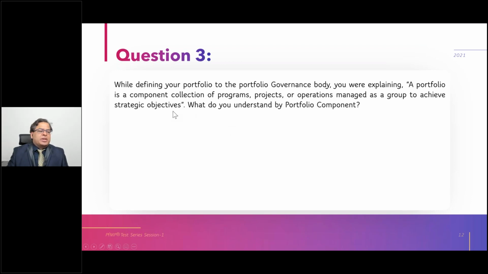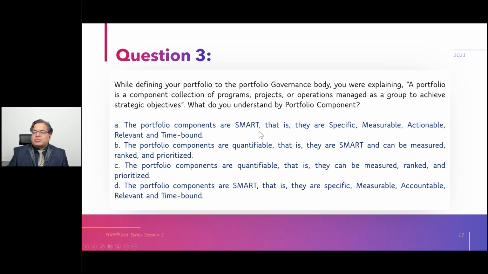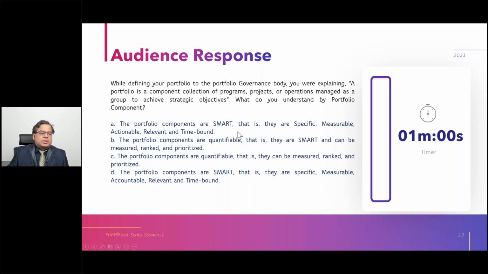All right, so let's see question number 3. While defining your portfolio to the portfolio governance body, you were explaining a portfolio is a collection of components: programs, projects, and operations managed as a group to achieve strategic objectives. What do you understand by portfolio component? A says the portfolio components are SMART, that is, they are specific, measurable, actionable, relevant, and time bound. B says portfolio components are quantifiable, that is, they are SMART and can be measured, ranked, and prioritized. And C says portfolio components are quantifiable, that is, they can be measured, ranked, and prioritized. And D says portfolio components are SMART, that is, they are specific, measurable, accountable, relevant, and time bound. Okay, your time starts now.